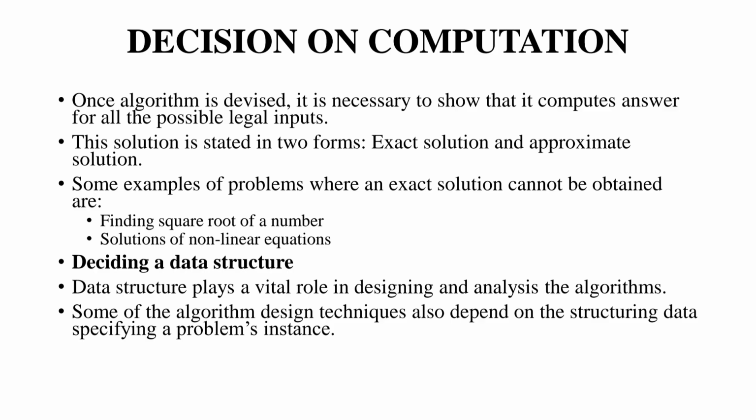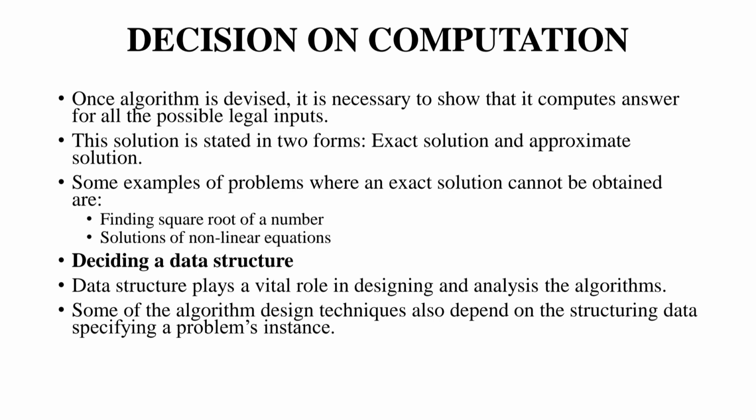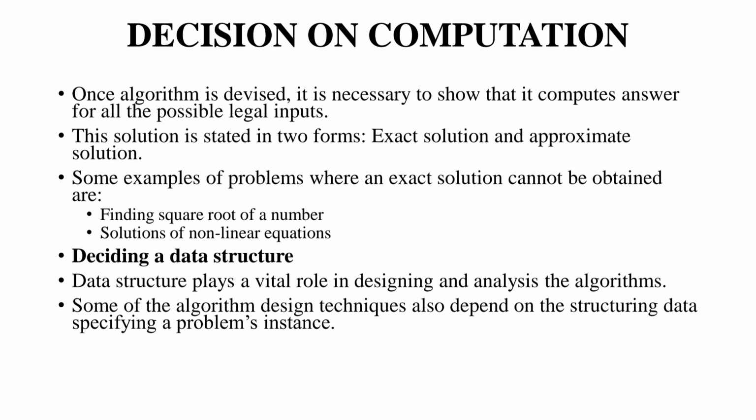We can have different floating point values, so that we cannot have an exact solution for that. The next thing is deciding a data structure for the algorithm. When we are proceeding with the algorithm, we should fix which kind of data type or data structure is needed to store the inputs and for proceeding the execution step.